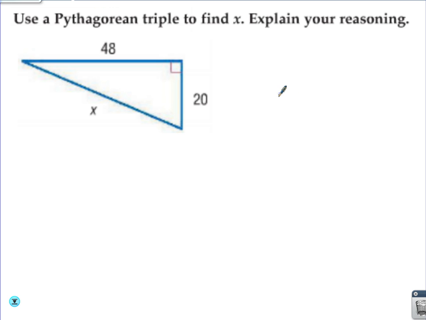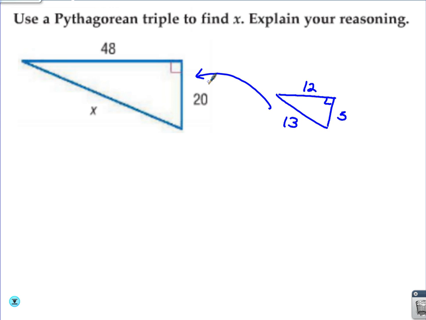So let's shrink this thing down and see if it's a common one. Let's divide by 4. It gives me 5 and 12. That looks familiar, doesn't it? If your legs are 5 and 12, what's the hypotenuse equal to? 13. Now let's blow it back up.